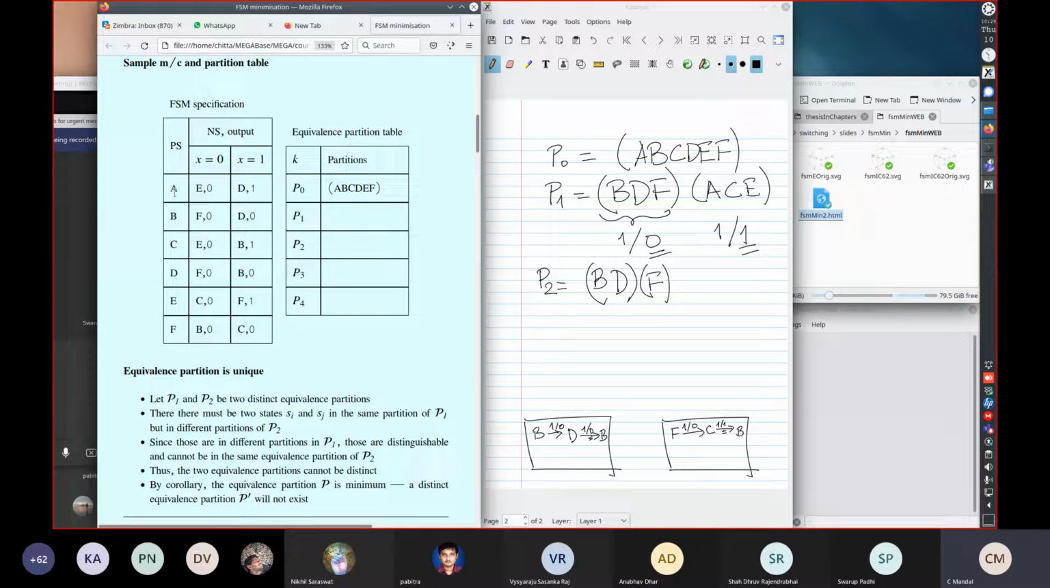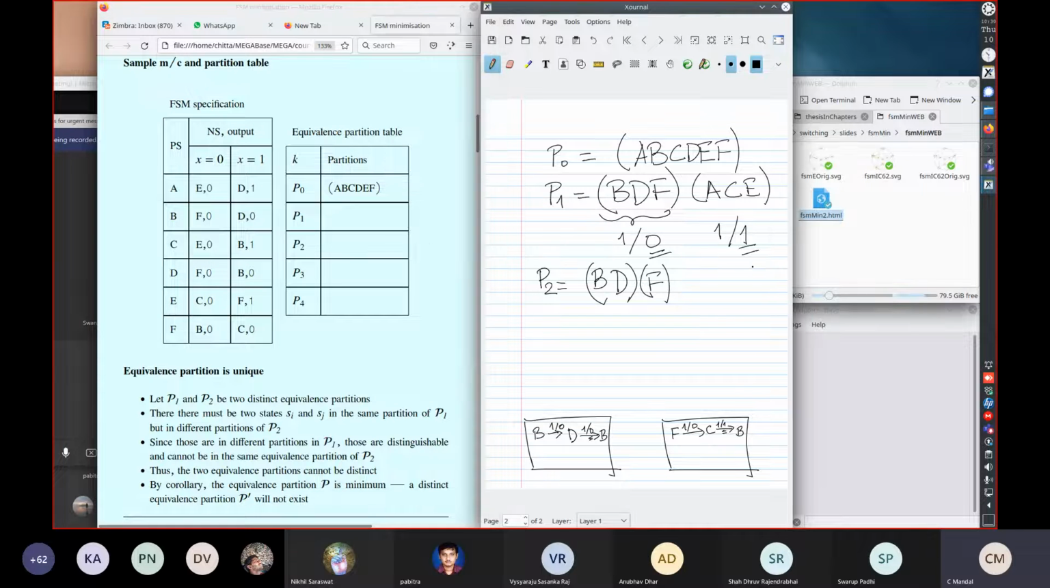On 1, A goes to D, C goes to B, and E goes to F. So these are distinguishable because B and D are not distinguishable, but B and F, D and F both are distinguishable. So what we saw was E goes to F, whereas A and C are not.